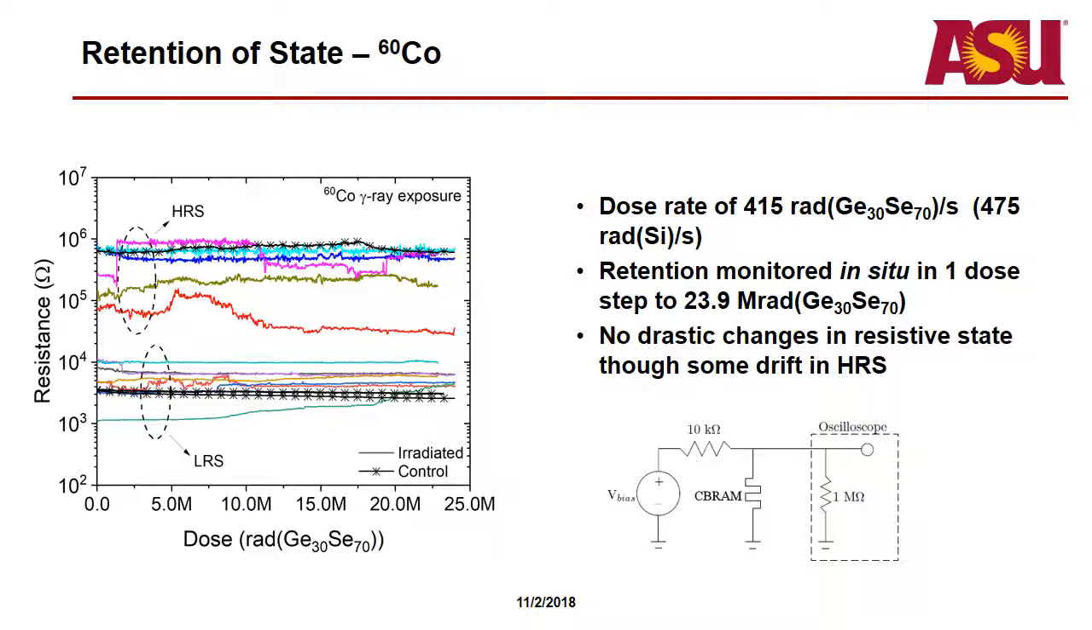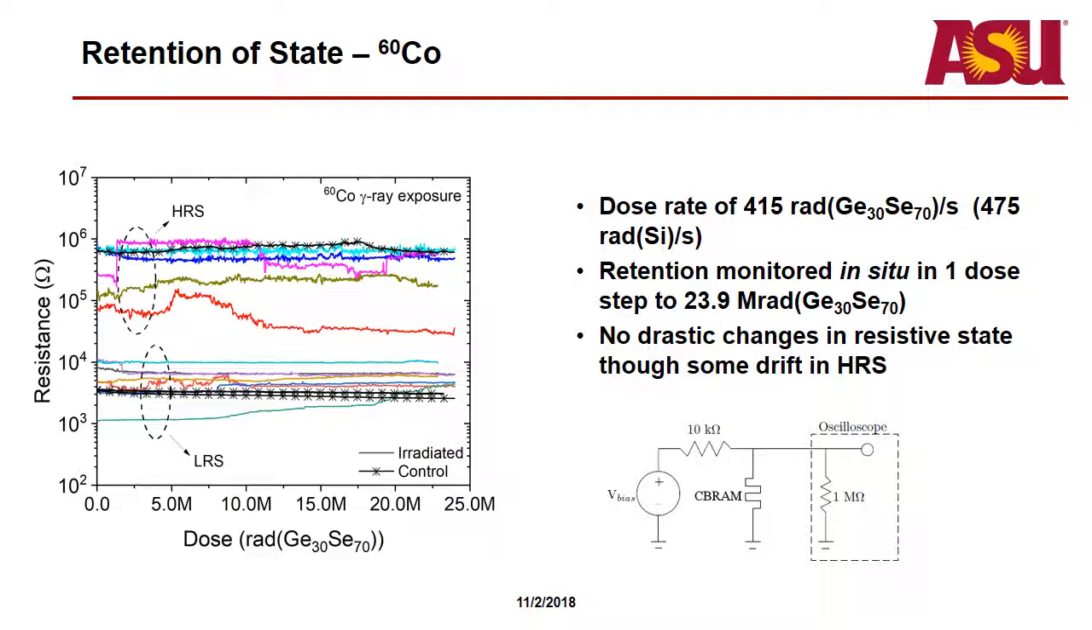In addition to doing the heavy ion test, we also did Cobalt 60 tests, because Cobalt 60 is a pure TID environment. If we're assuming that TID is making these sudden changes in the resistance state, then it makes sense to do a pure environment where we can try to see if we can see those same changes. The Cobalt 60 test was also done at Sandia National Labs at their gamma irradiation facility. We were able to get a dose rate of 415 rads of germanium selenide per second, which correlates to 475 rads silicon per second. So it's a pretty decent dose rate.